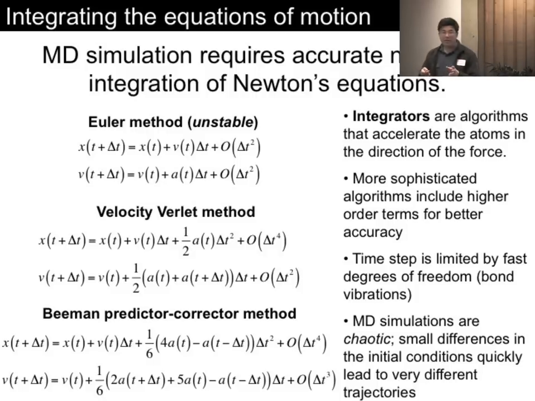And one important thing to realize about these integrators is that the time step in the integrator often limits the length of our simulations, because the processes that we want to study might occur on microsecond or millisecond or even longer time scales. But the time step of these integrators is extremely short, because the fastest degree of freedom in these simulations might be the vibration of a chemical bond, which is like 10 femtoseconds.